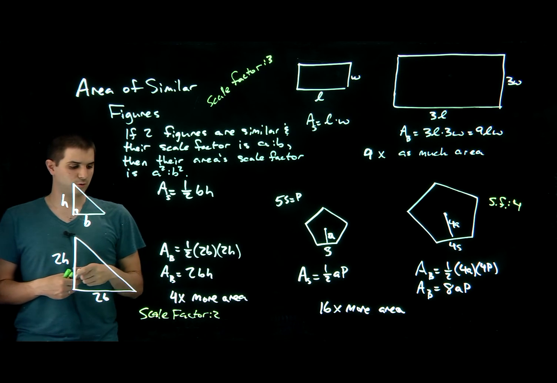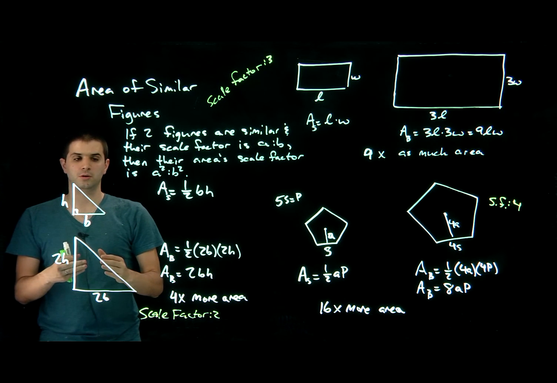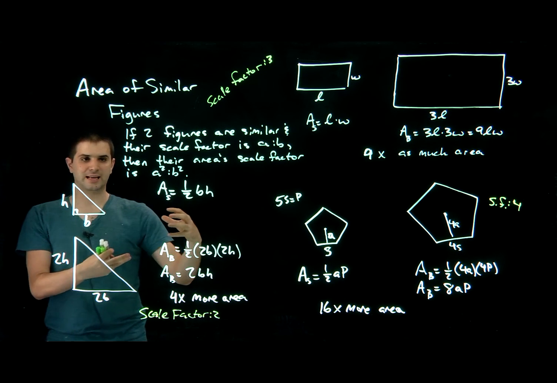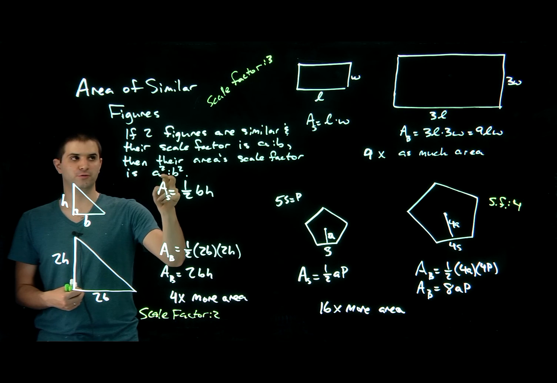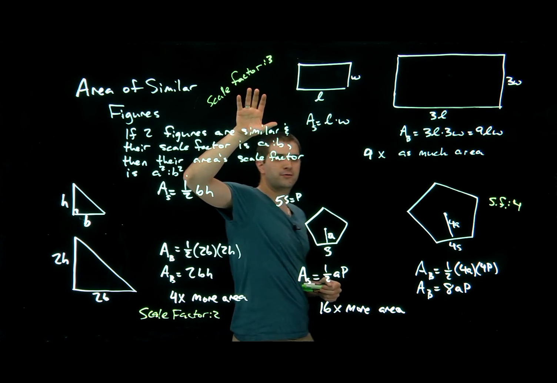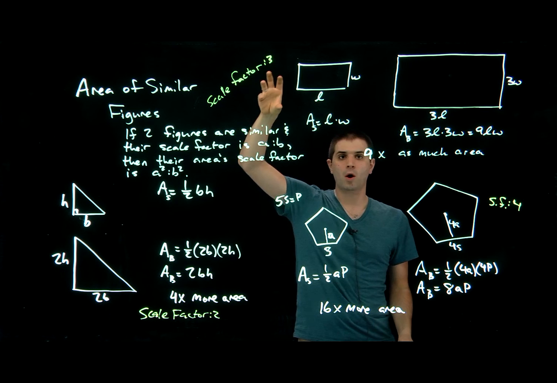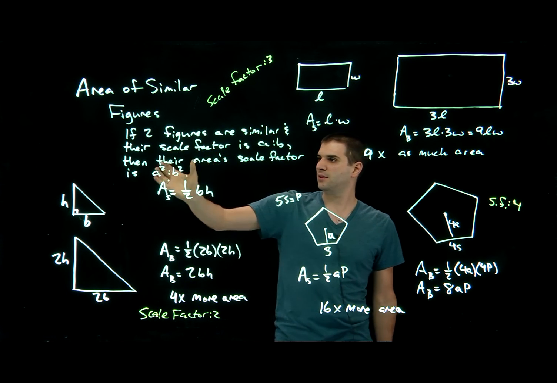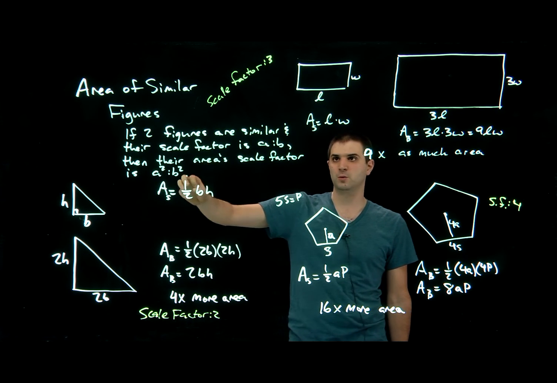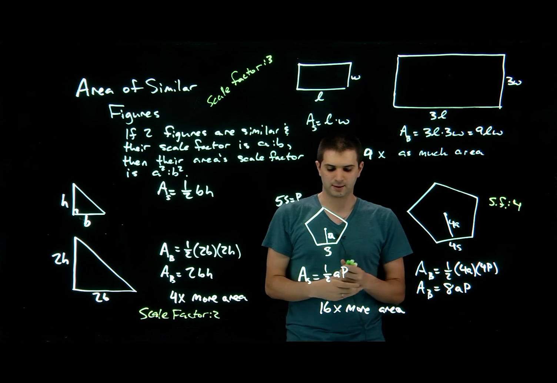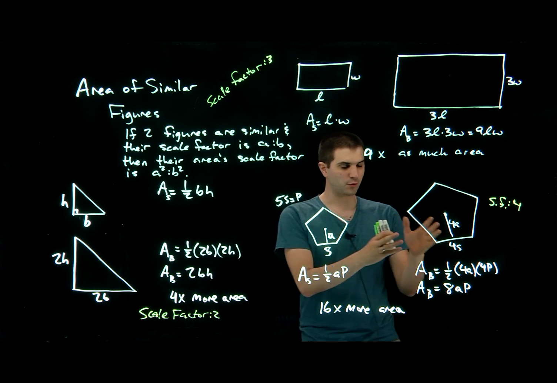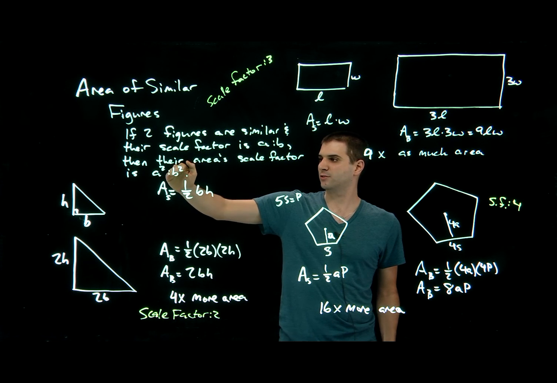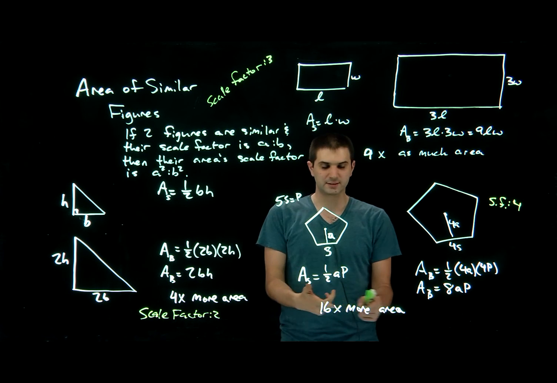So in other words, this linear scale factor was 1 to 2, so its area scale factor was 1 squared to 2 squared, so 1 to 4. Same thing up here. The linear scale factor was 1 to 3, so the area scale factor is going to be 1 squared to 3 squared, or 1 to 9. Finally, down here we had a scale factor of 1 to 4, so the area scale factor is going to be 1 squared to 4 squared, or 1 to 16.